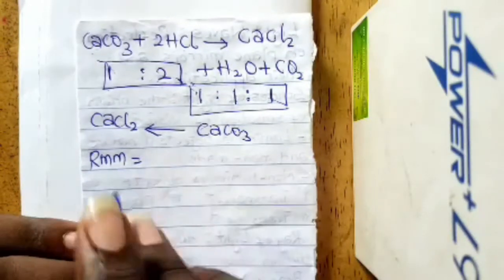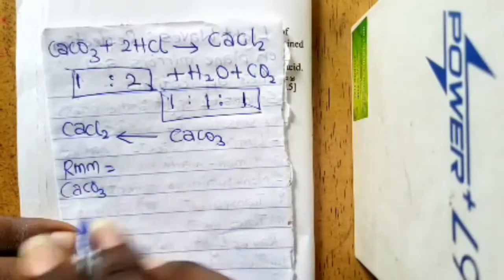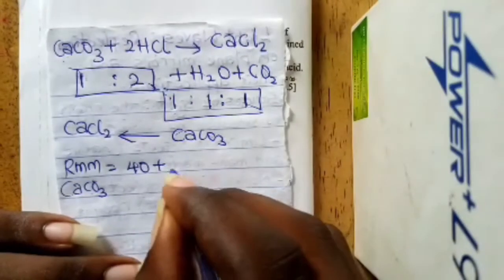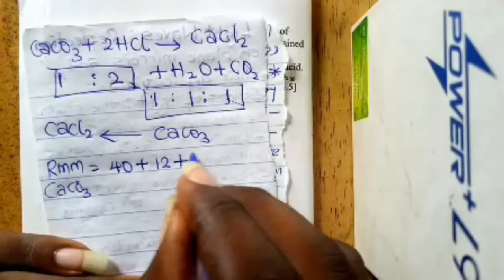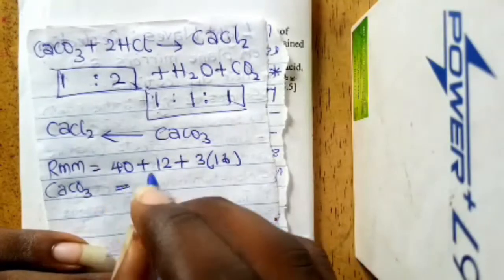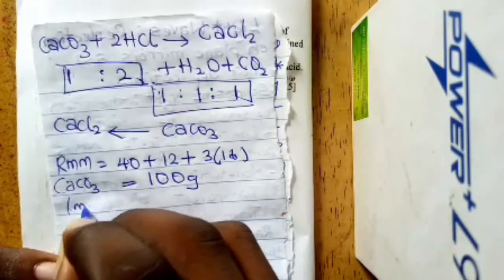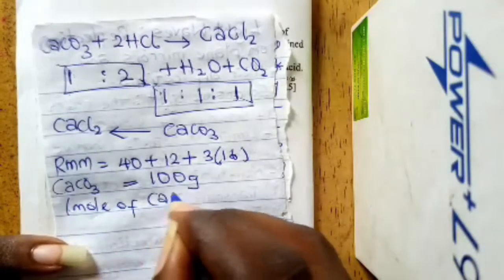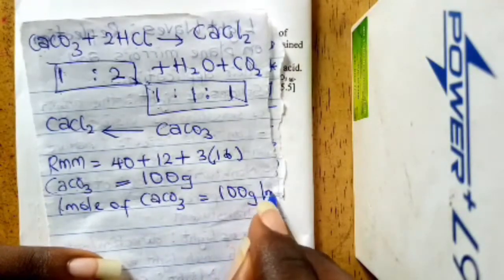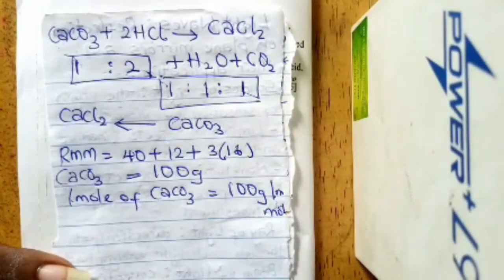So using that, to find the relative molecular mass of limestone: calcium has a mass of 40, carbon is 12, and oxygen, you have 3 atoms of oxygen, 3 into 16. So this gives us 100 gram. So 1 mole of limestone is 100 gram per mole. So we should note that.